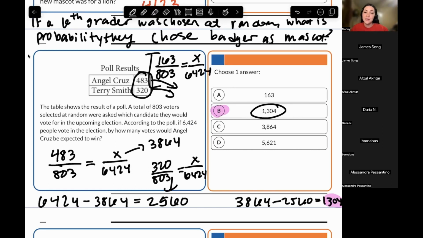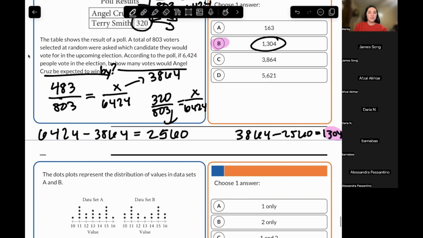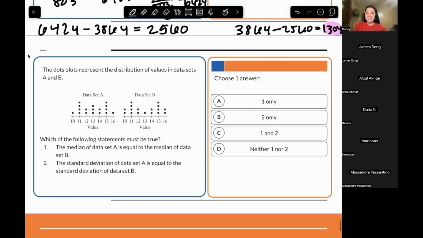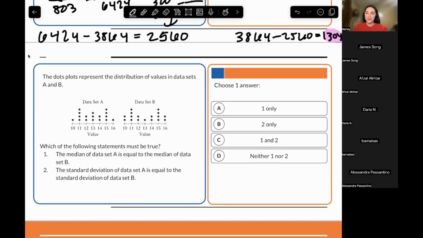But our answer is going to be B. We always want to reread that question because they want to know how many votes he is expected to win by. Sorry, I think they literally wrote this question wrong. It's supposed to be "by." Sorry. So if you did put C, so sorry. Should have been clear. Win by.